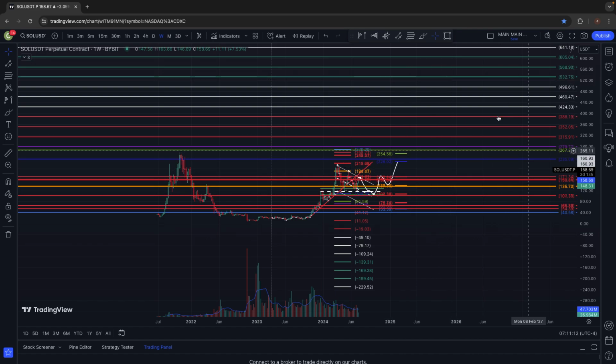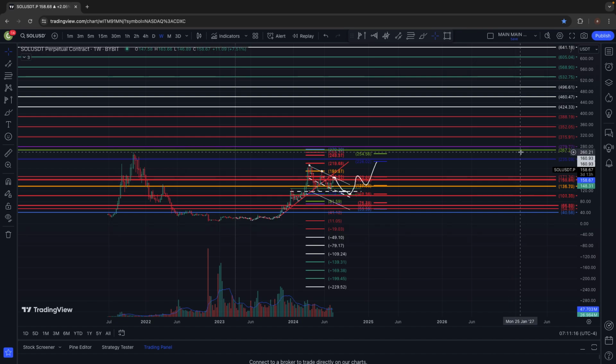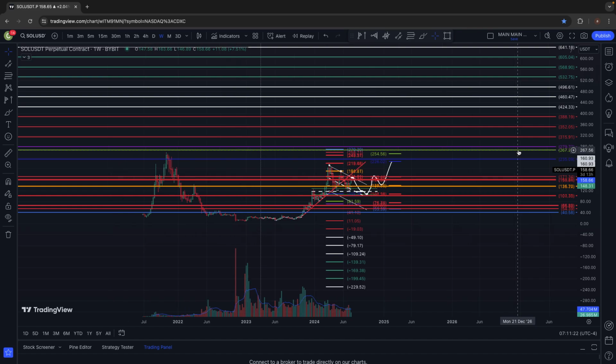So say everything plays out for the bulls in the manner that we are expecting, and we get to 235 and then actually claim 267. What that means is now you're in price discovery, right? Once you get above 267 over here, the previous high, you're in price discovery. And price discovery will actually impulse us in standard deviation waves.